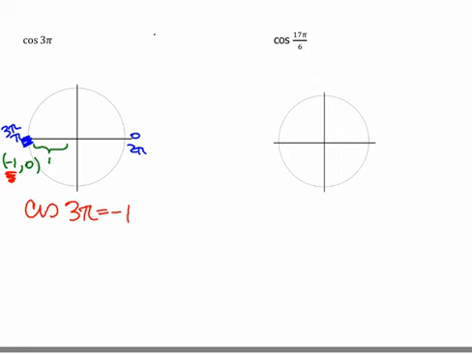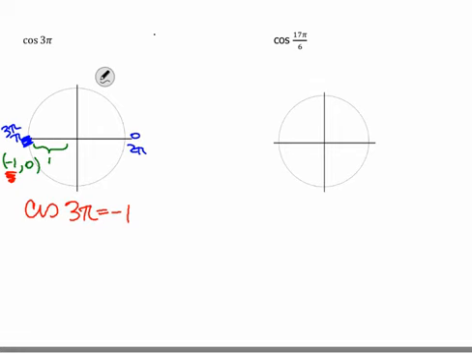And then cosine of 17 pi over 6. Whoa, that's a lot of pi over 6. That's clearly larger than 2 pi. So I'm going to do a little bit of arithmetic with this one. If you don't immediately see where this is going to be on the unit circle, 13 pi over 6 would be something that you could do. 12 pi over 6 is 2 pi, then you just add one more, so it's pi over 6. But that isn't what this is.